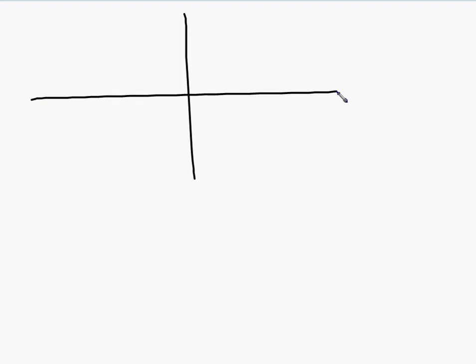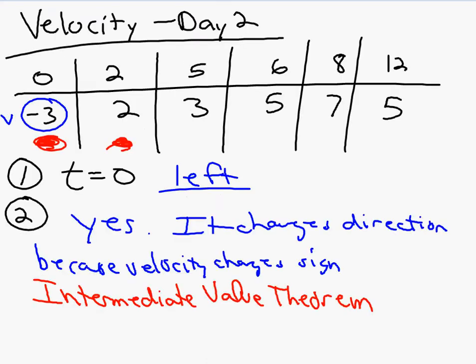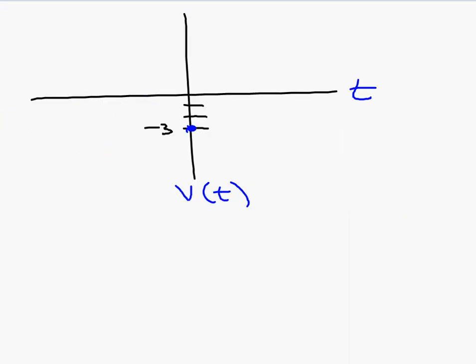If the value of the velocity at time 0 is -3, here's -3. Now remember, this is time, and the y-axis is velocity. Remember that. Okay? This is important. At time 0, the velocity is -3. All right? At time 2, the velocity is 2. So at time 2, the velocity is now 2.